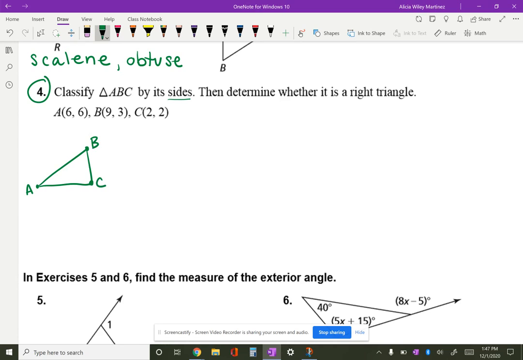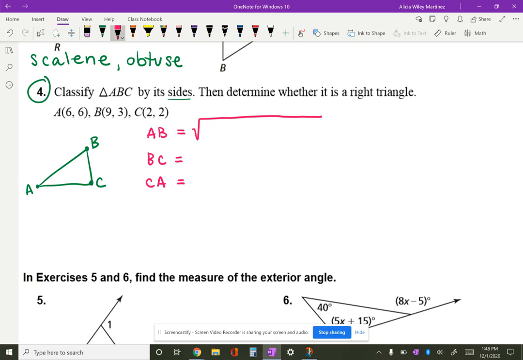So that means in order to do this problem, you need to find the distance between points A, B, the distance between points B, C, and the distance between points C and A. By doing this, you're then going to be able to tell whether it's scalene, equilateral, or possibly isosceles. And again, my picture is not drawn to scale. Okay, so what you're going to have to do is use the distance formula. I will do the first one with you.